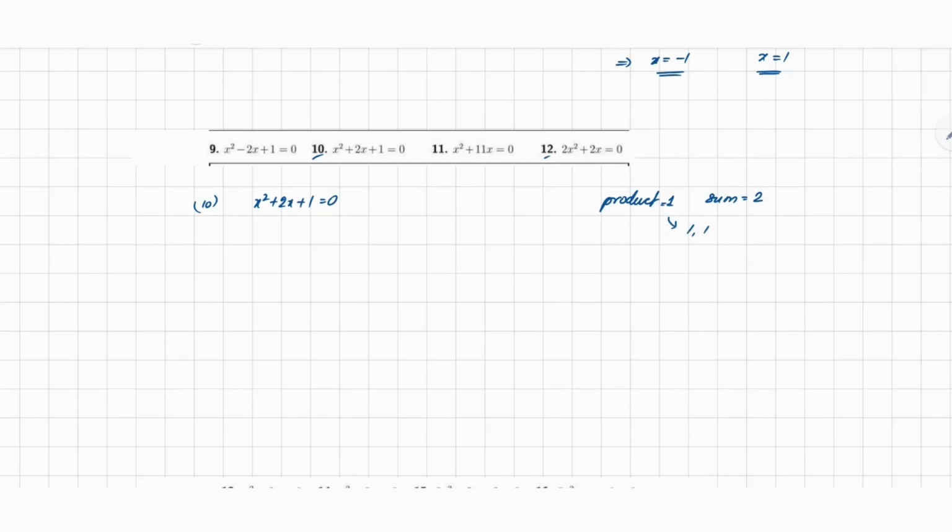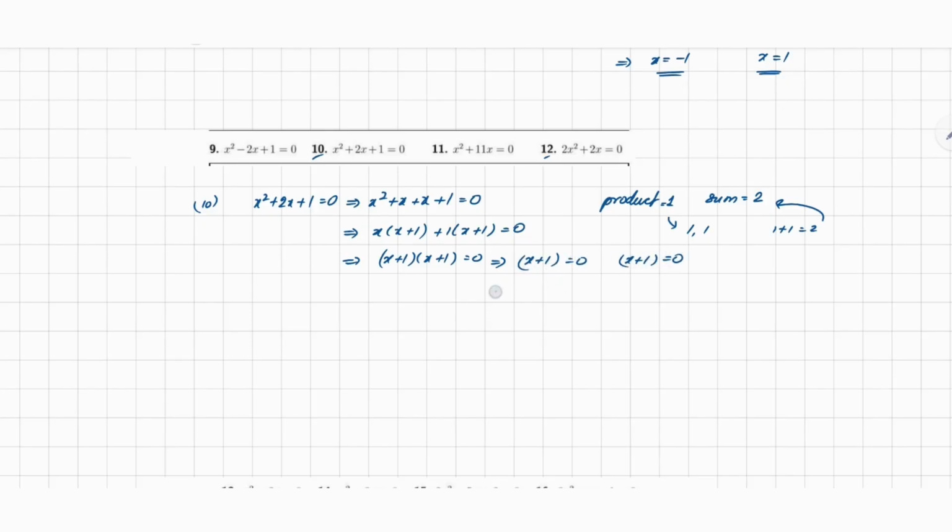The factors of 1 are 1 and 1, and 1 plus 1 gives us 2. So we can split the middle term as x squared plus x plus x plus 1 equals 0. Take the common factors out. We have x times x plus 1, plus 1 times x plus 1 equals 0, which gives us x plus 1 times x plus 1 equals 0. We can equate each of the factors to 0. We have x plus 1 equals 0 and x plus 1 equals 0. That gives us x equals minus 1 and x equals minus 1.